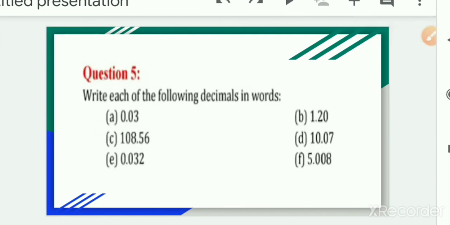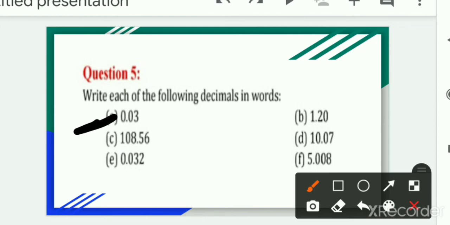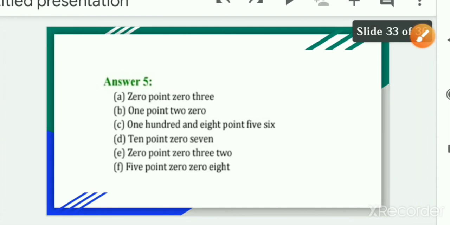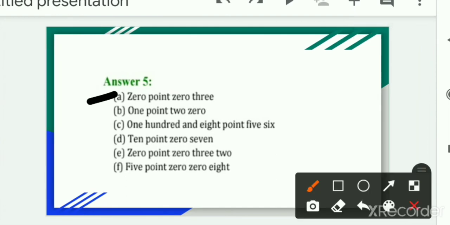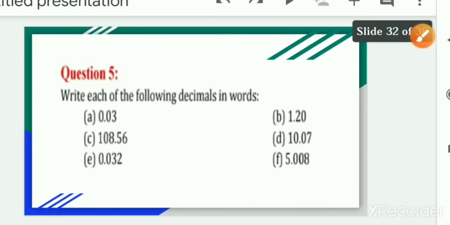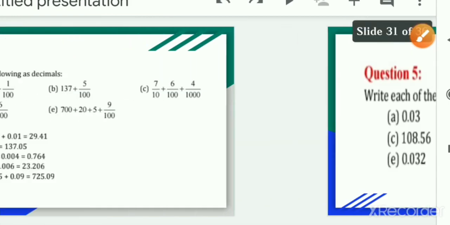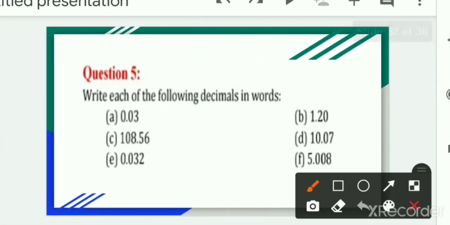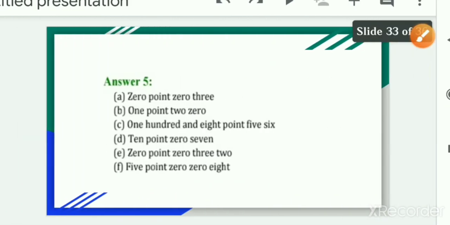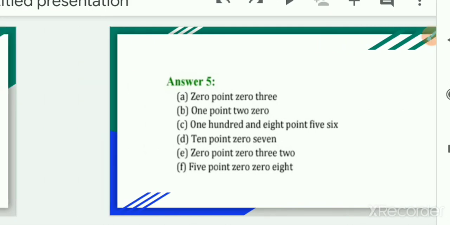Moving to question number 5, we have: write each of the following decimals in words. It is very easy. You have to represent the decimals in words, like it is 0.03. So how will you write? You have to write it as a statement. Next we have 1.20. It is also very easy. I hope you all can do this.